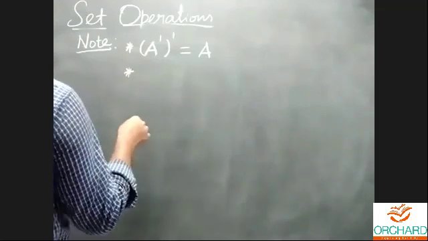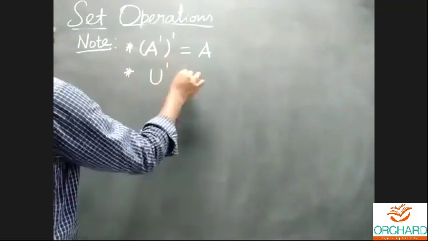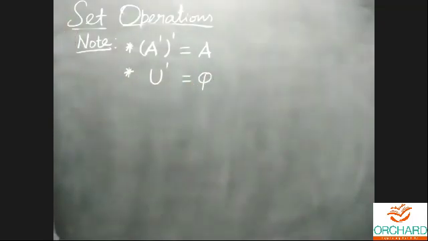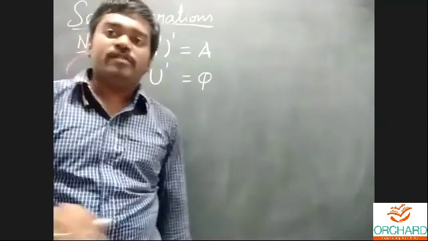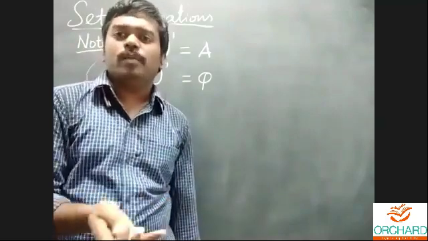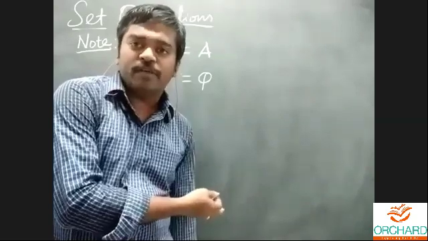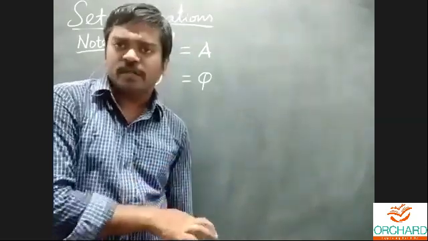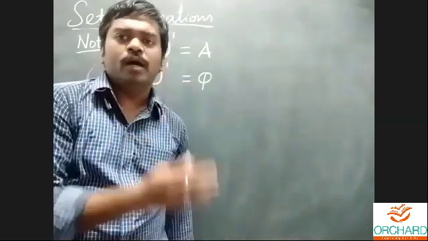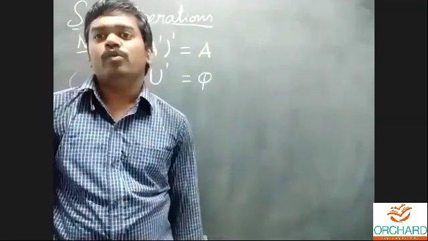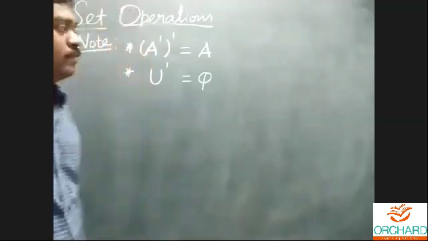Next one, the complement of the universal set is the empty set. The universal set has everything in it, so its complement is nothing, because the complement of a set is defined based only on the universal set. The complement of the universal set is outside of the rectangle, and we didn't do anything there. That's why it is the empty set.